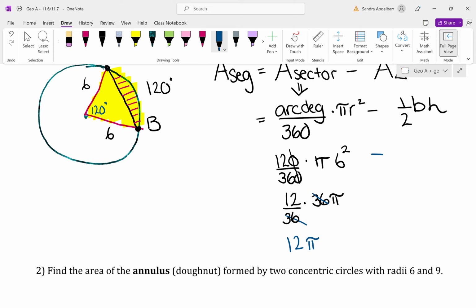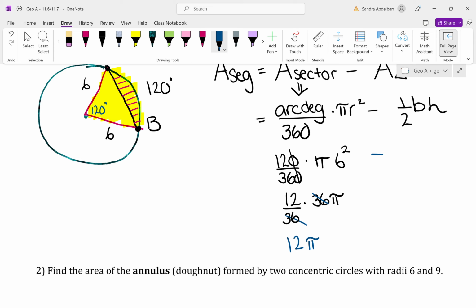Okay, let's keep going. So now we want to find the area of the triangle. We know if the arc's 120, the central angle is 120. But I need base and height. Can I say the base is 6 and the height is 6? No. What is the height made with? A right angle. 120 is definitely not a right angle. So what do I have to do? Any ideas? How am I going to find the height for this triangle? What should I do?